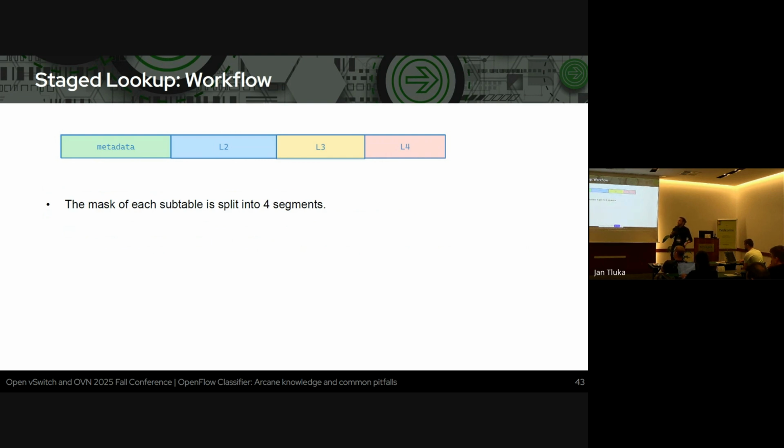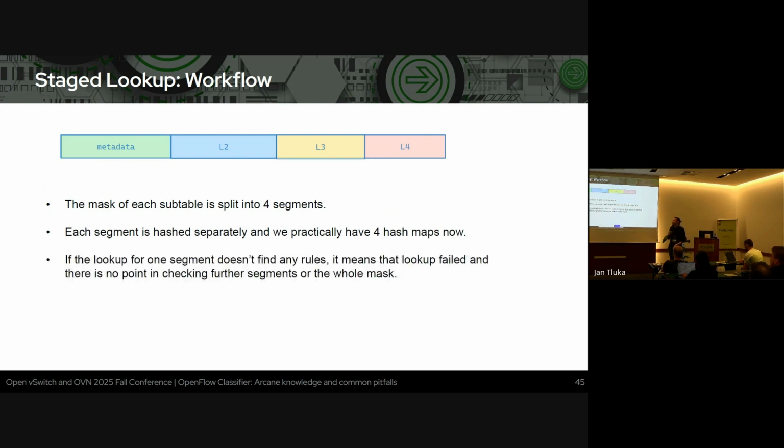Let's split the mask into those 4 segments. Let's hash each segment separately. What's the problem? We have 4 hash maps now. We will first look up the metadata in the hash map. If there is a match, then we go to L2. We'll hash the L2 part and look up in the hash table.